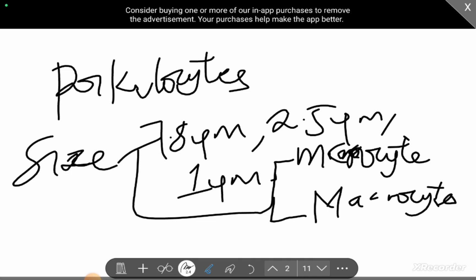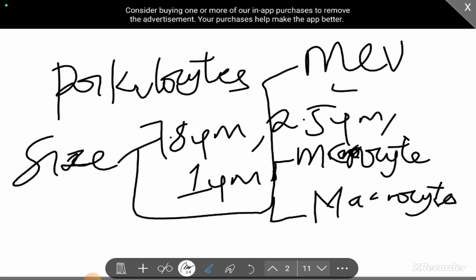So in terms of size, the normal MCV, mean corpuscular volume of a red blood cell, is a very important parameter, which serves as a measure of the average size of red blood cells in circulation. Okay, MCV, mean corpuscular volume, serves as a measure of average size of red blood cells.